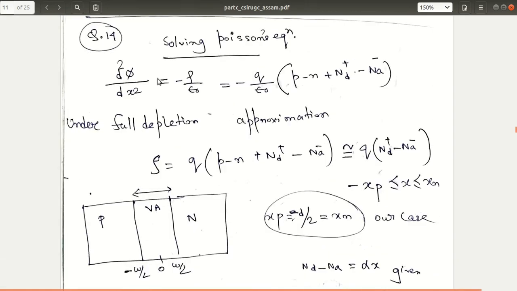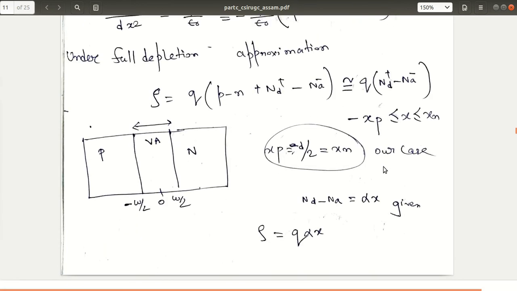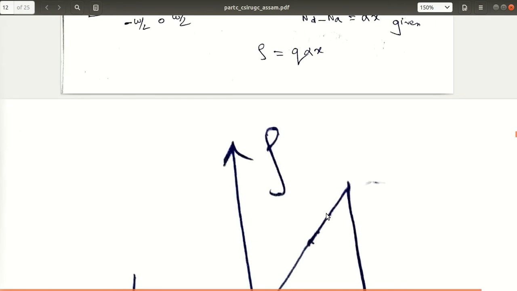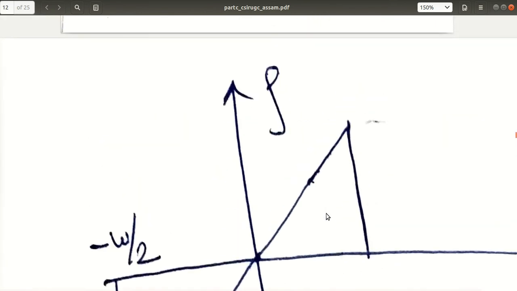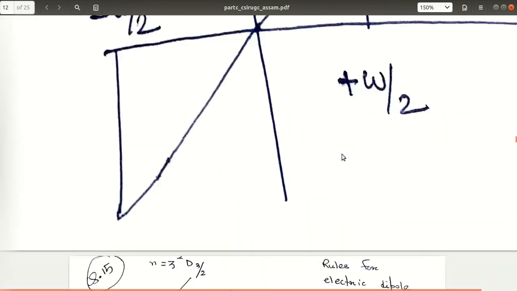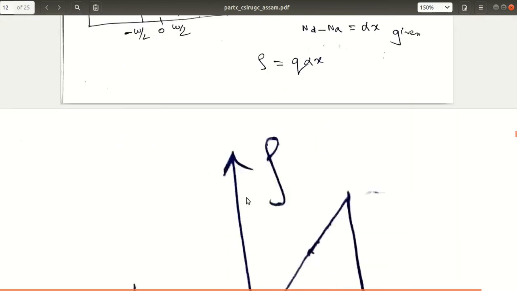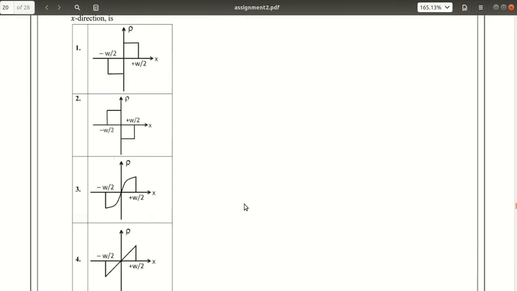So here we need to use Poisson's equation, which is d2 phi by dx2 is basically minus rho by epsilon naught, which is minus q by epsilon naught into this quantity, p minus n plus N_D plus N_A minus. For the full depletion approximation we can approximate rho as q into N_D minus N_A. So N_D minus N_A is given by alpha into x, so rho is proportional to q alpha into x, and this will be like this, because for x positive it will be like this, for x negative it will be like this. So this will be option 4.